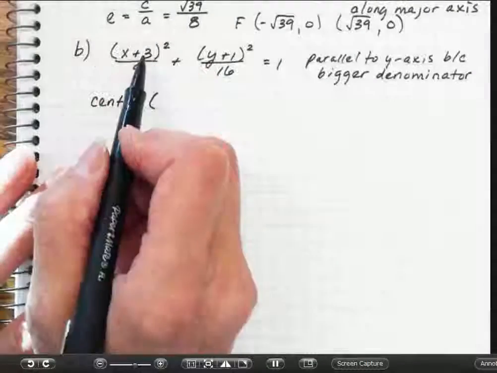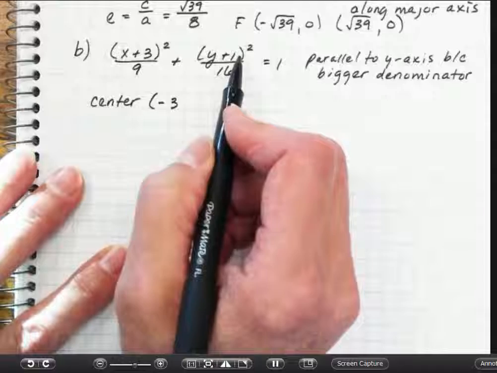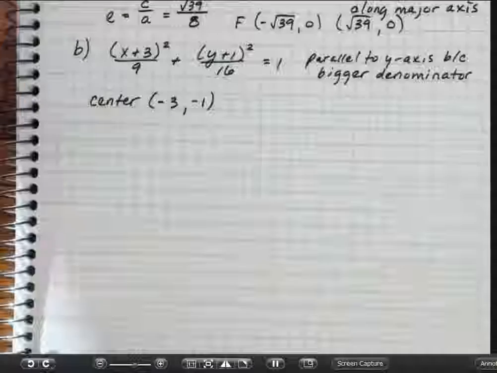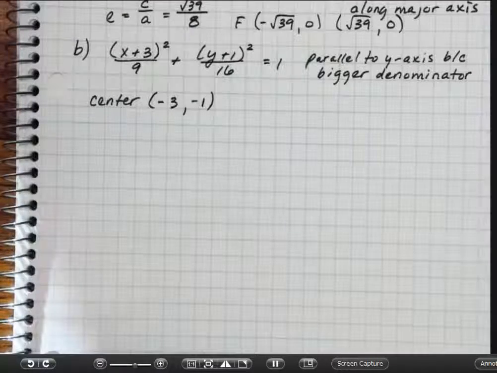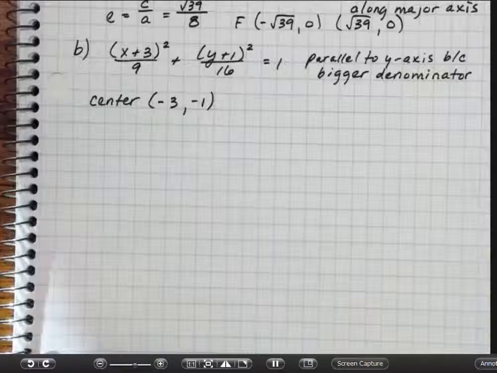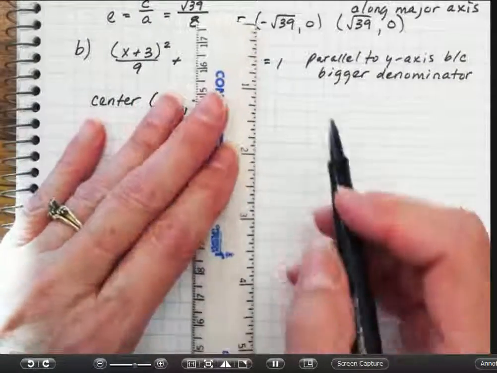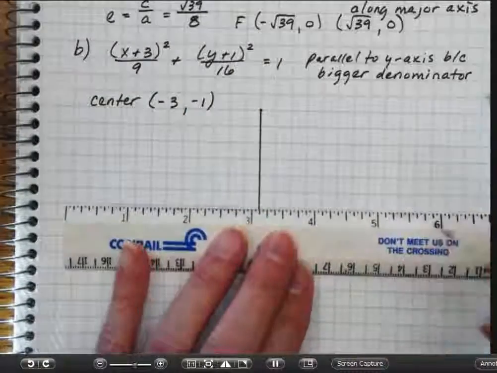What's my center going to be? Negative 3, and my k is going to be, what do you say? Negative 1. Does everybody understand that? Your a squared is always your larger denominator. So if it's a vertical ellipse, it's going to be under the y's. If it's a horizontal ellipse, it's going to be under the x's. Before we do any more, let's start to graph this, because I think the visuals may be a little bit easier to see. It's easier to figure out some of these points.